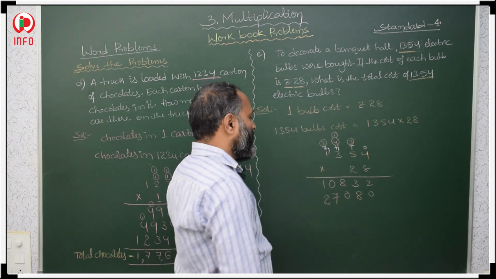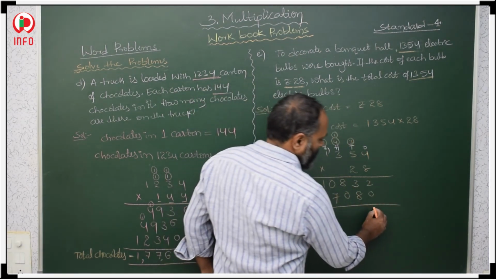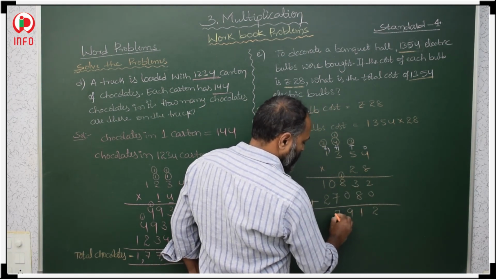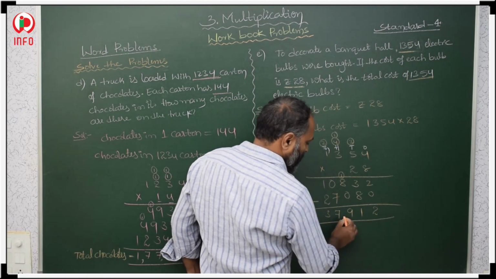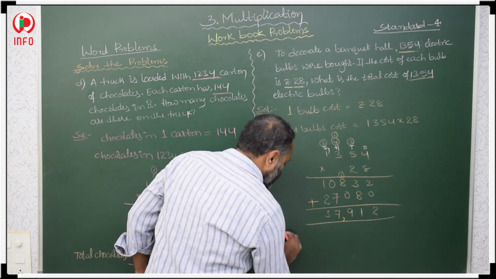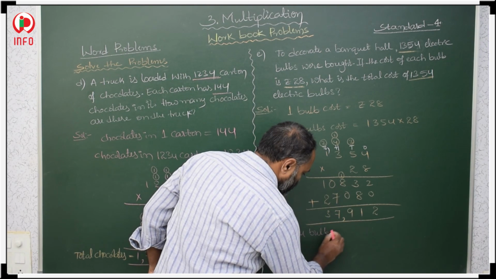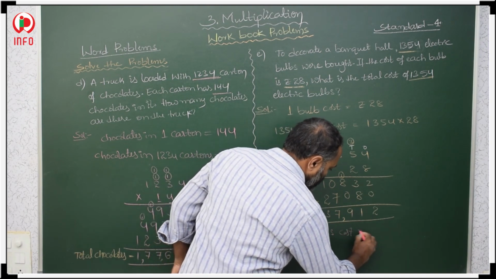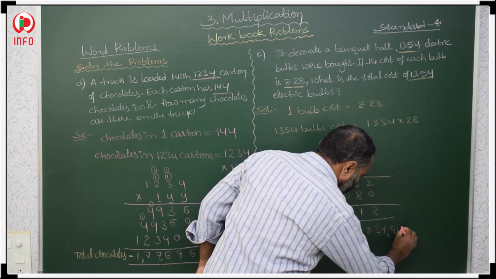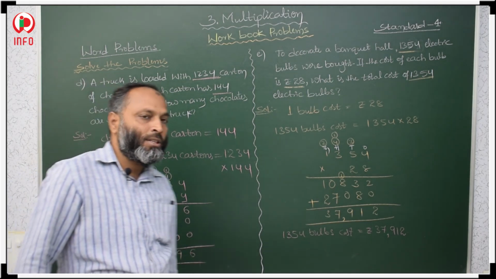Okay. Now add this: 2, 11, this is 9, 7, 3, 37,912. How many bulbs? 1,354 bulbs. Cost is rupees 37,912. So this is the price of total 1,354 bulbs.